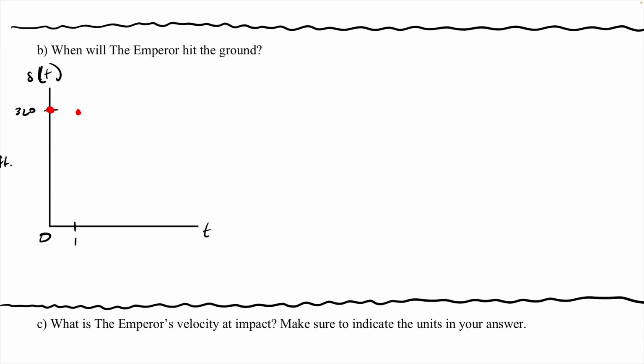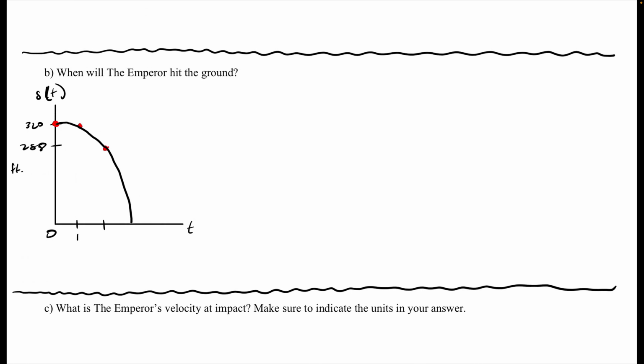At time 2, he's at 288, so let's just say right there. Eventually, he's going to hit the ground. The ground is 0 feet, right? So what the question is asking is, what will the time be here? That's what the question is asking you.